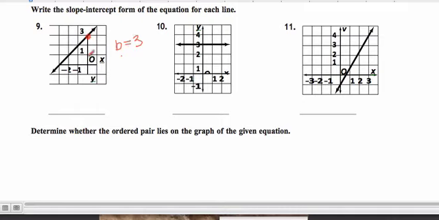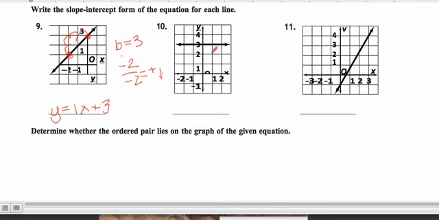And I'm going to count my slope. I want to get back to the line, but I can only move in triangles. So I'm going to go 1, 2, 1, 2. I went back 2 and I went down 2. So my slope is -2 over -2, which is +1. So y equals 1x, or just x, plus 3.